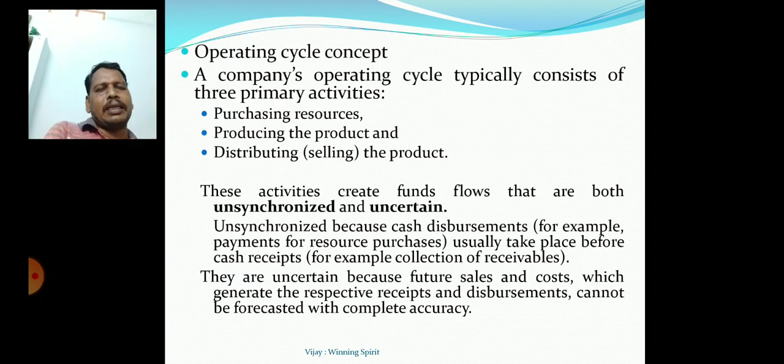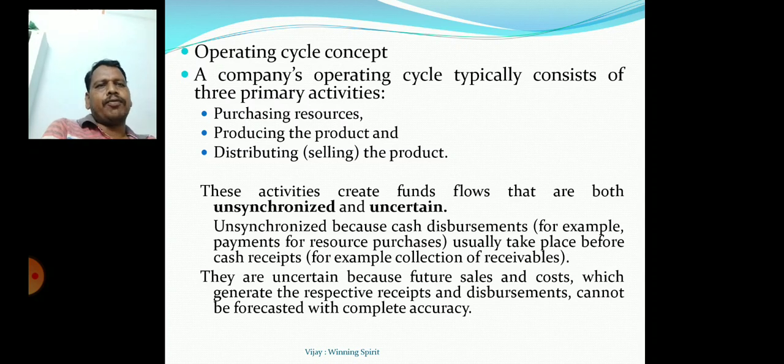Operational cycle concept. Another concept of working capital is the operational cycle concept. A company's operating cycle typically consists of three primary activities. One is purchasing resources, another is producing the product, and the third is distributing the product. These are known as the stages of the operating cycle, or the activities involved in it. It is in a circular form, that's why it is called the operating cycle.